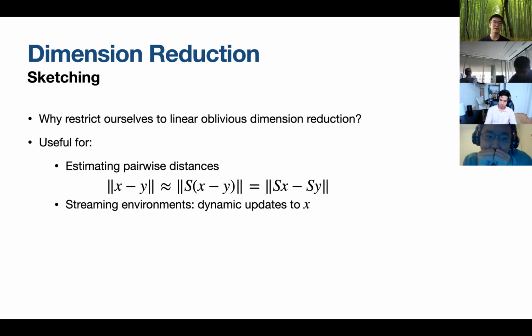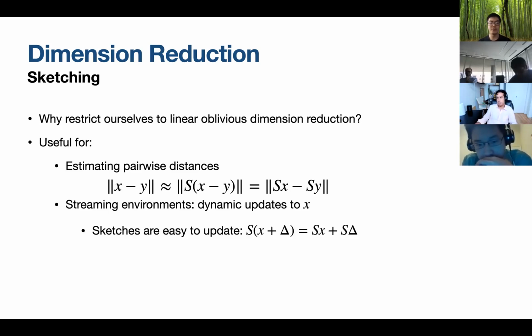Another setting where sketching is very useful is in streaming environments, where we think of our underlying vector x as undergoing dynamic updates. In this setting, it turns out that this linearity allows us to efficiently update our sketches. What this means is that if I want an updated vector x plus delta and then sketch it down, well then by linearity, S applied to the new vector x plus delta is simply Sx plus S delta. So all I do to update the sketch is sketch my update delta and then add it to my original sketch Sx.